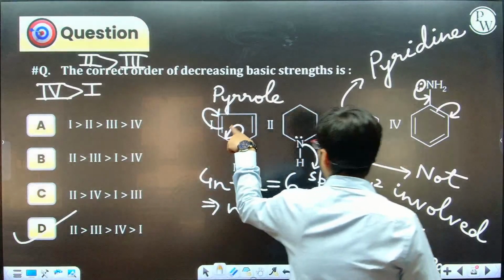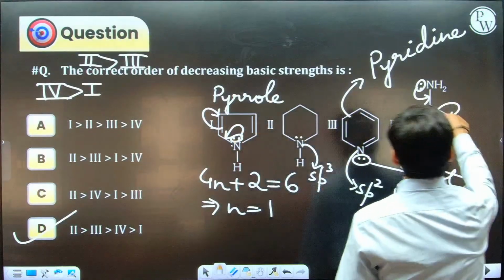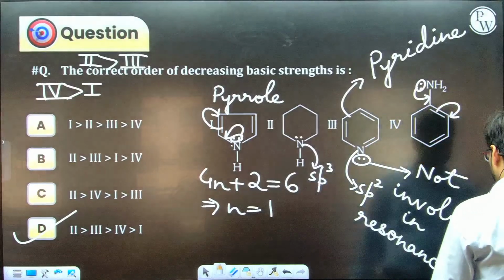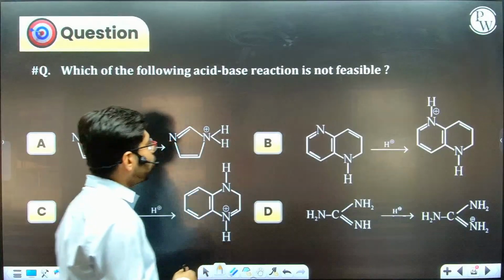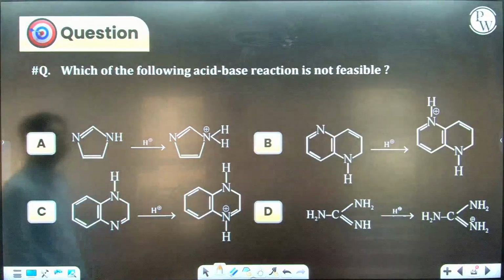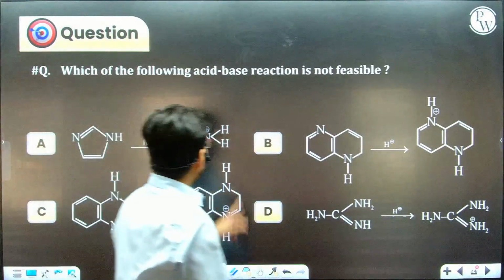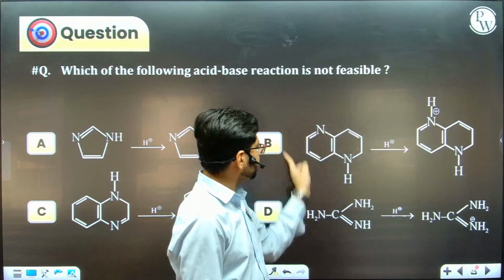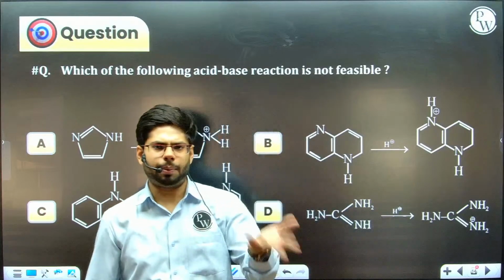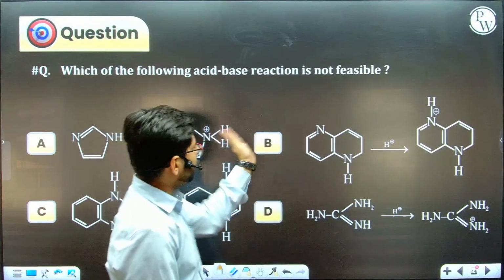You should remember that this is called pyrrole, and this is called pyridine, and this is called aniline. Which of the following acid-base reaction is not feasible? Okay. See, whenever they write H plus on top of the arrow, that means you are reacting this species with an acid. H plus is coming from an acid. So acid-base reaction is happening.